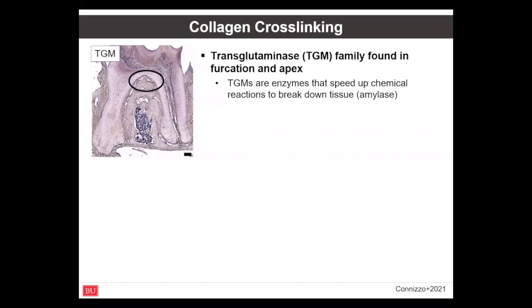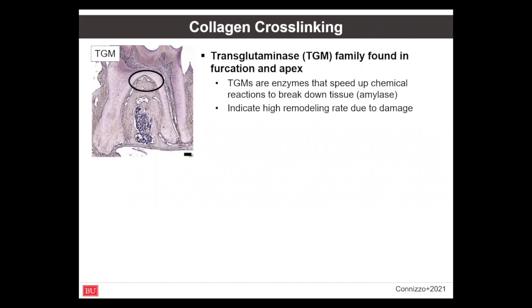TGM3 is part of the transglutaminase family. And these are enzymes that speed up chemical reactions to break down tissue. So one of the most famous ones is amylase, which is often found in your saliva to break down tissue, right, for when you're eating. And this could potentially indicate a really high remodeling rate due to damage that's happening in that area.